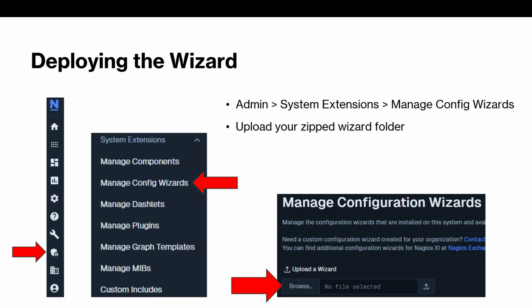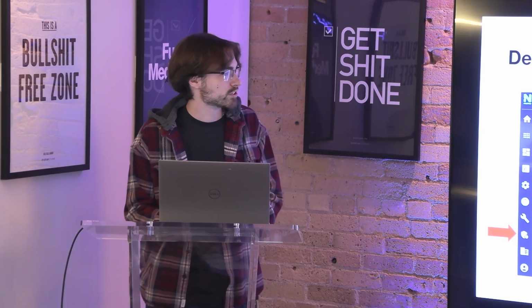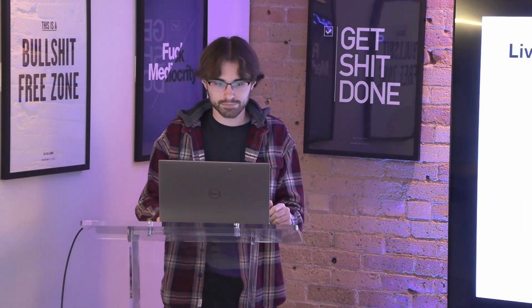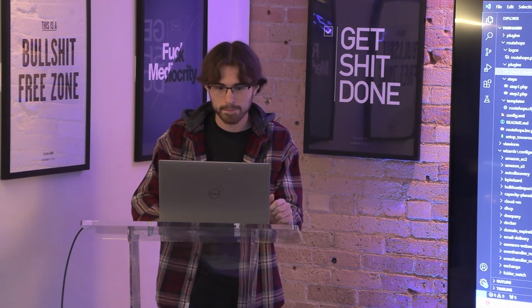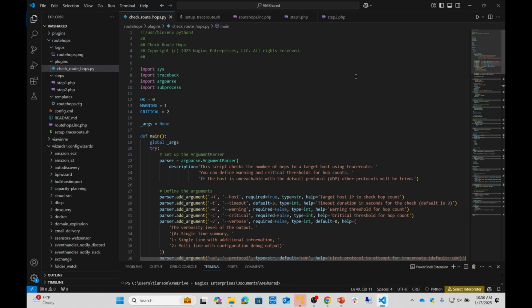To deploy your wizard, you can go to admin, system extensions, manage config wizards, and then you can browse and upload your zipped wizard folder. Then I'll show my code. So here is my check route hops plugin.